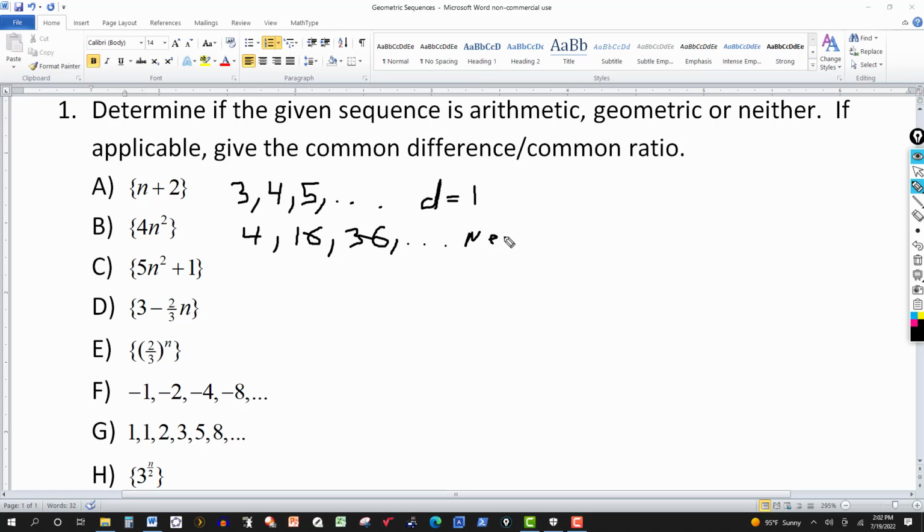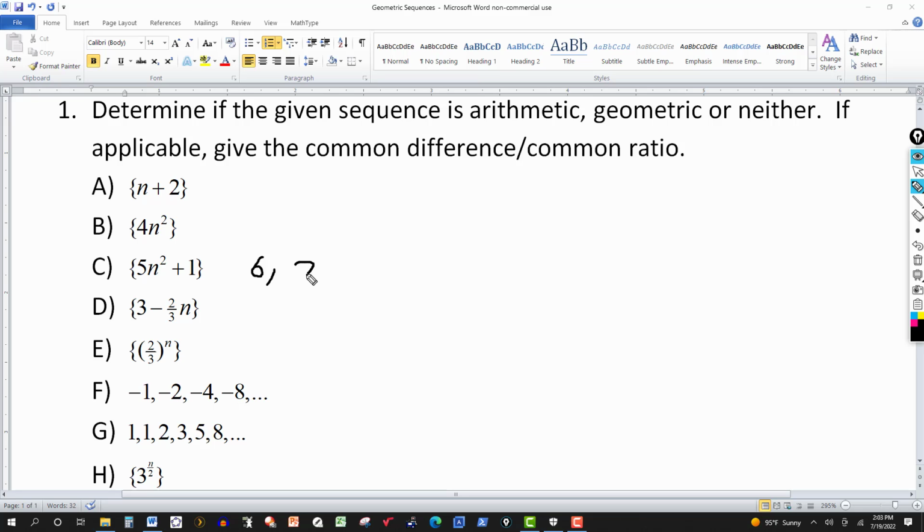This one would be neither. Now you try the next one. You put a 1 where the n is. So a 1 squared is 1 times 5, and 1 is 6. 2 squared, put a 2 there. It's 4 times 5, 20, and 1 is 21. Then put a 3. 3 times 3 squared is 9, times 5 is 45, and 1 is 46. And you're just doing that just to figure out what the pattern is.